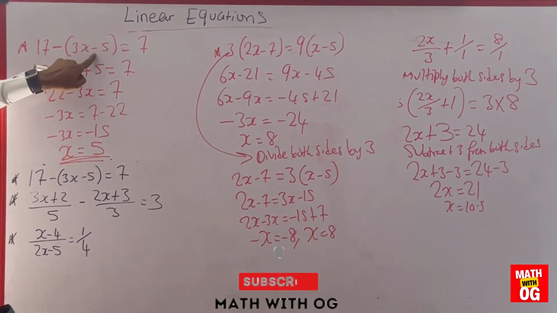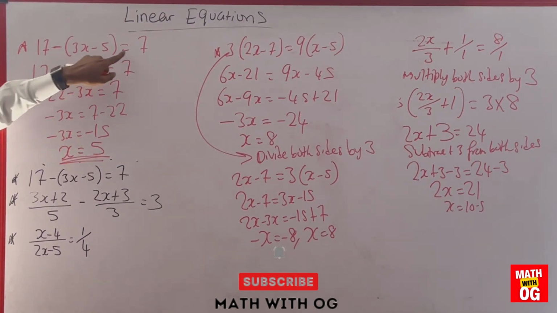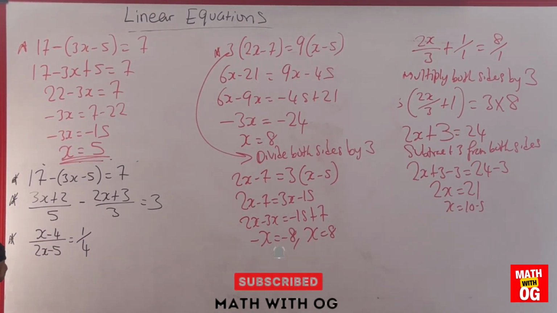Put 5 here. This is 15. 15 minus 5 is 10. 17 minus 10 is 7. So our answer is very correct.